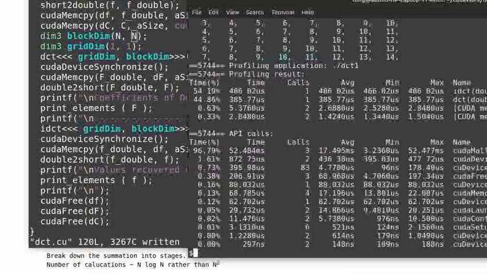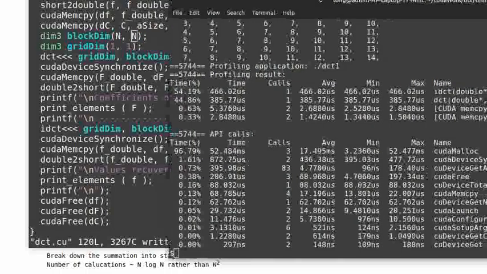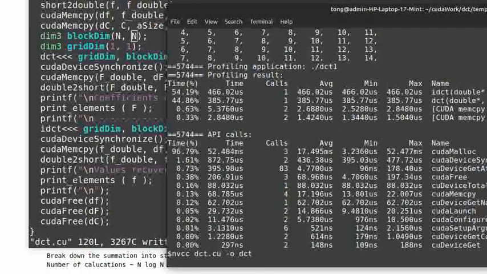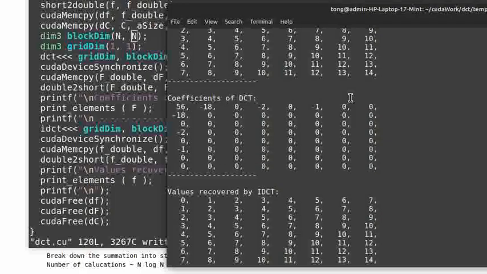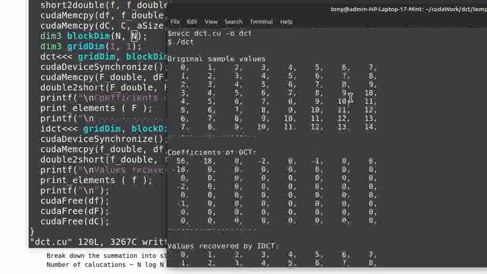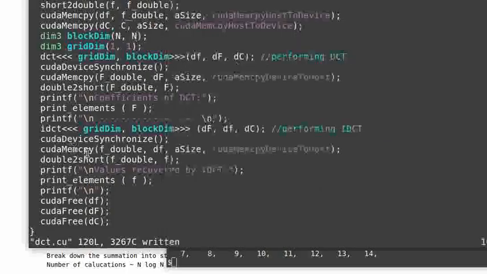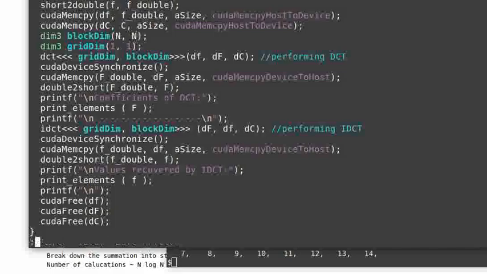So now let's compile this. So this will be nvcc dct.cu -o dct, and we could execute this. So again we get the same results. So we recovered all the values. And now let's see how this works.